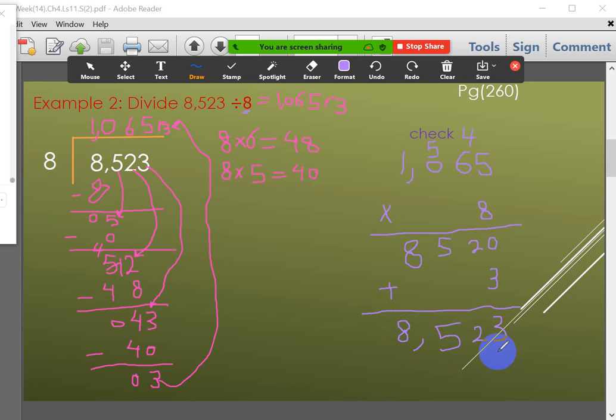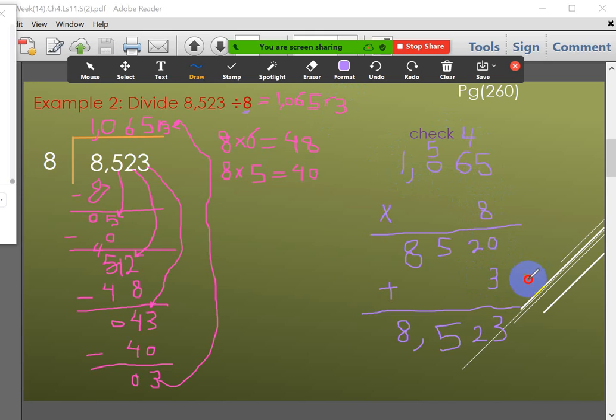So look, if the answer is the same as the dividend, that means the quotient is correct. Look, the answer is 8,523. The same dividend, that means my answer or the quotient is correct. So if you want to check your answer in division, you can check if the quotient is correct or not. Multiply the quotient with the divisor, then add the remainder.